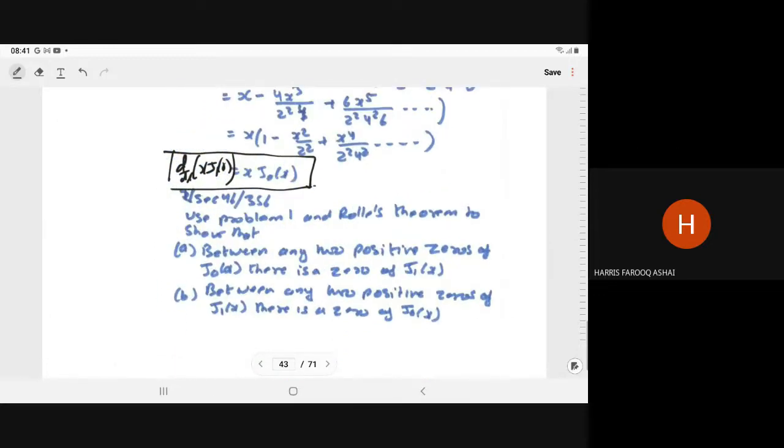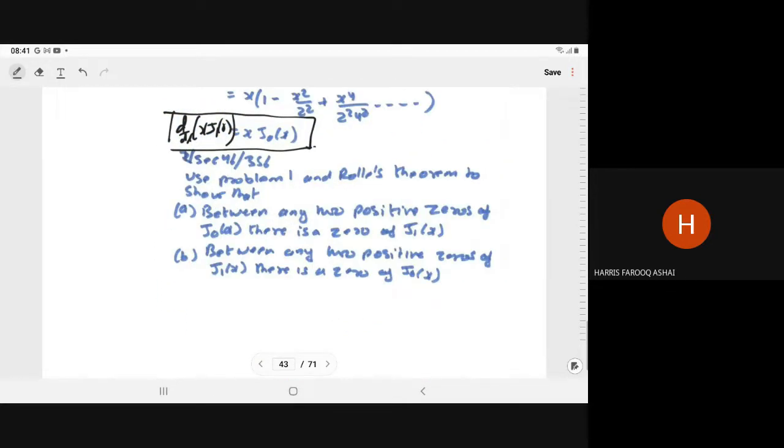Now, with the graph I have shown you, between the two consecutive zeros of the j naught, always there is one zero of the j1. Between two consecutive zeros of j1, always we have the one zero of the j naught. Means zeros of j naught and j1 occur alternatively. So the same thing we have to prove in the question number 2. Use problem 1. Problem 1 means relation between the j naught and j1.